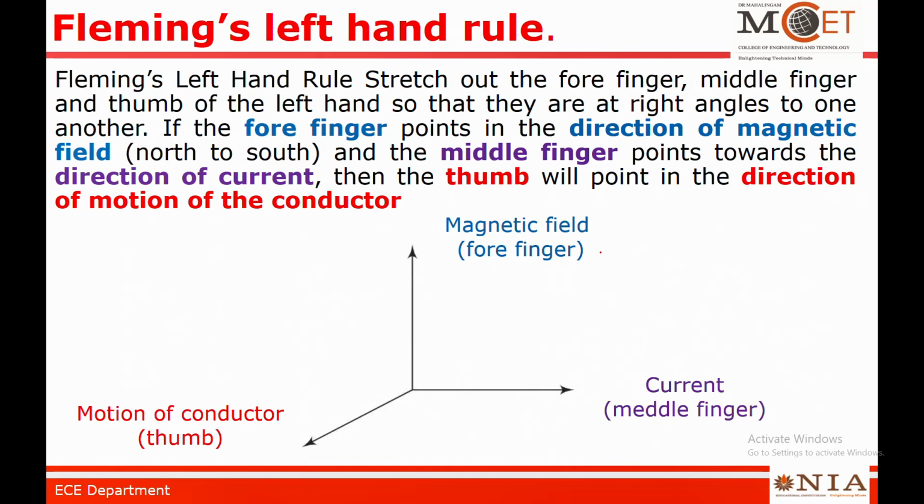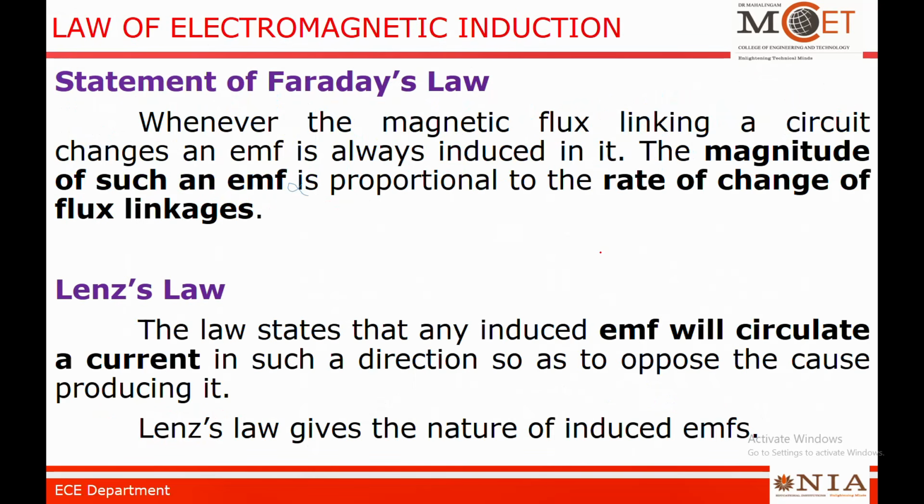So let the forefinger show the direction of the magnetic field, north to south, whereas my middle finger is pointed towards the direction of the current, and accordingly the thumb shows the direction of the motion of the conductor. So this is Fleming's left hand rule. Further, there are some laws related to electromagnetic induction.